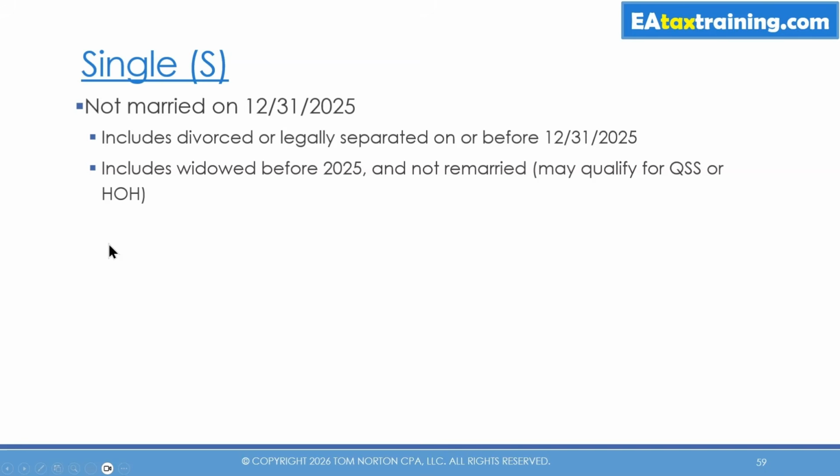Single. Single means you are not married on December 31st, 2025. Anytime we are talking about marital status, what counts is your status on December 31st, 2025. So if you were married all of 2025, but your divorce became final on December 31st, 2025, then you are not married for 2025. It is the last day that counts. This includes if you were widowed before 2025. If you were widowed during 2025, so your spouse died during 2025, you are considered married for 2025. But for the subsequent years, you are considered not married unless, of course, you have remarried in the meantime. So single means not married on the last day of the year.